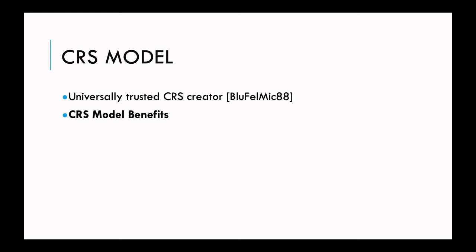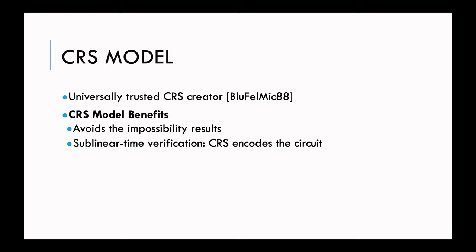The CRS model has at least two benefits. One of them is that it avoids the impossibility results, so it actually makes simulation possible. And the second one is efficiency. You can think that the CRS encodes the circuit that prover and verifier are interested in. So some kind of pre-computation is involved in the CRS. And this is what allows for those very efficient zero-knowledge proofs where the argument is really very short and the verification time is sublinear.